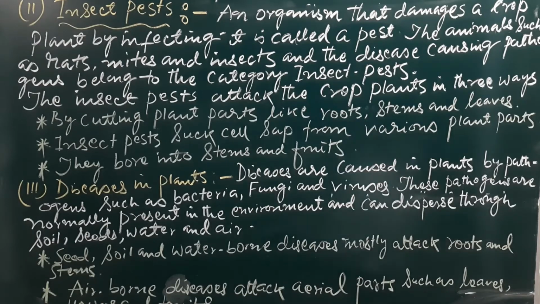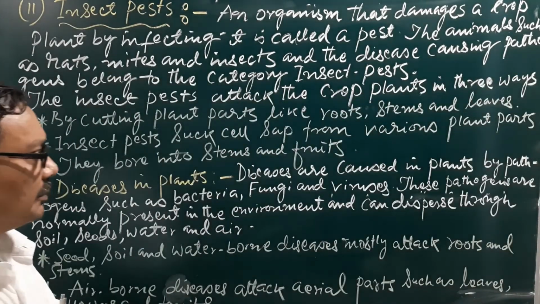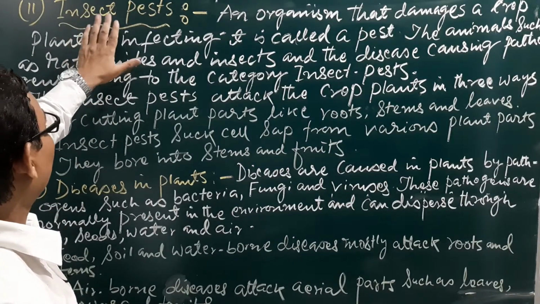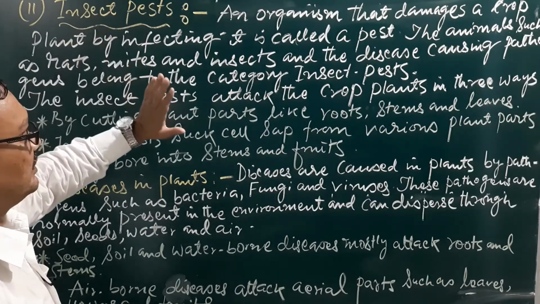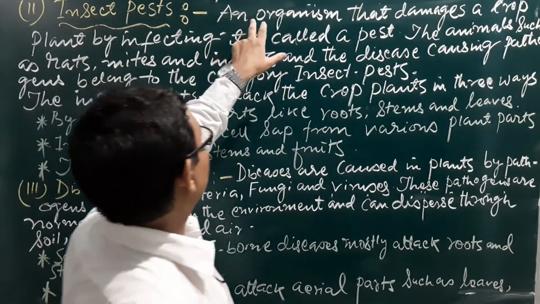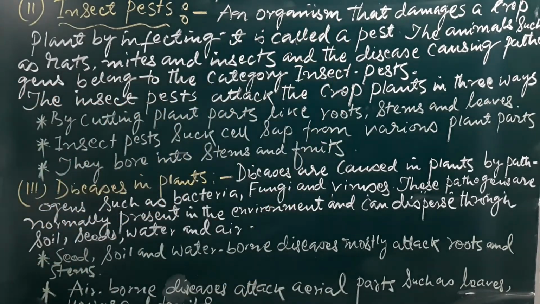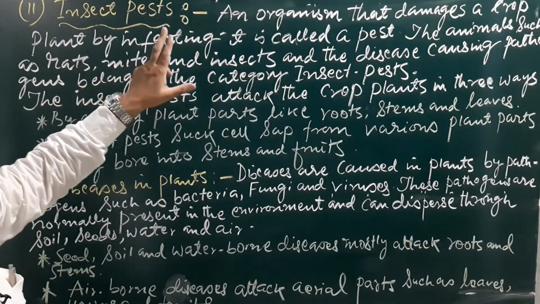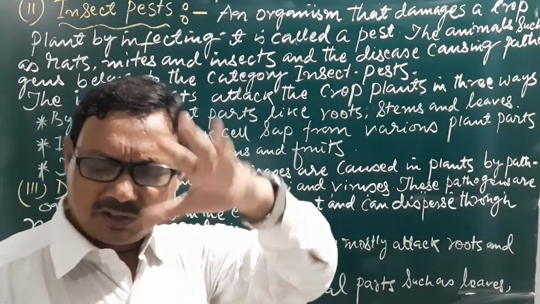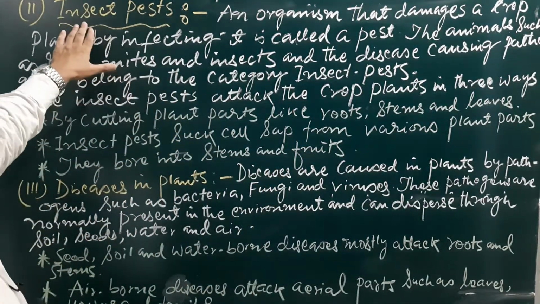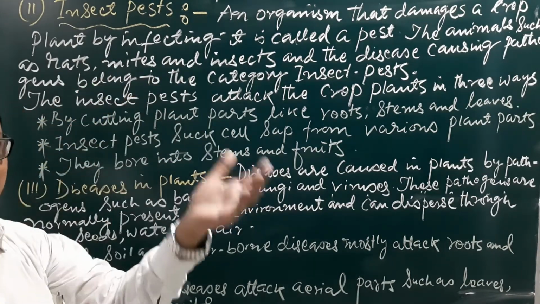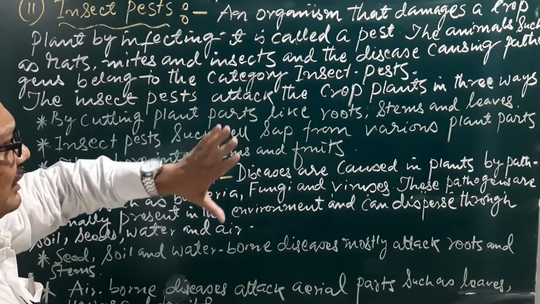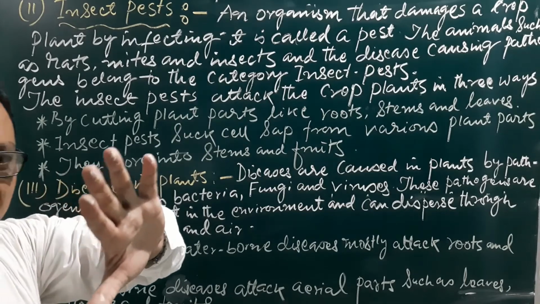Here is the second important topic in crop protection management: how to protect our crops from insect pests. What is an insect pest? An organism that damages a crop plant by infecting it is called a pest. The animals such as rats, mites, insects, and above all the pathogens also. In a broader way, we will also include the pathogens, but that will be categorized differently. But insect pest also includes those pathogens which cause several types of diseases in plants.